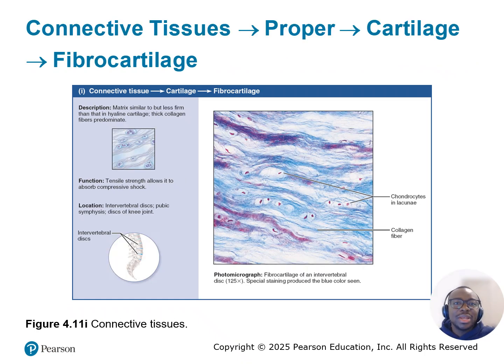Fibrocartilage is between hyaline cartilage and dense regular connective tissue. Its matrix is similar to but less firm than that in hyaline cartilage. It has predominantly thick collagen fibers. It's found in areas such as the intervertebral disc, pubic symphysis, and meniscus of the knee, where its tensile strength allows it to absorb compressive shock.